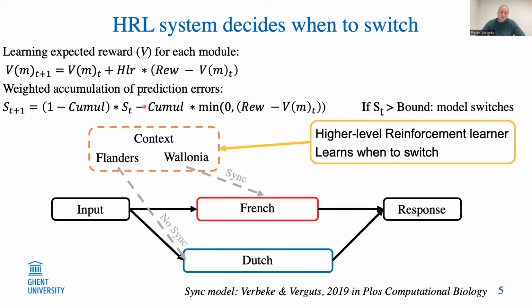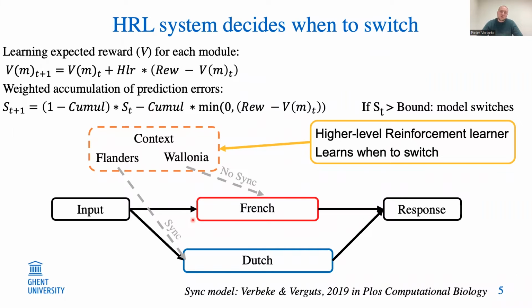Based on this expectation of reward, or the expectation of doing the task correctly, the agent will accumulate evidence to switch to another module or stay with the current module. The idea is, of course, that if the agent is receiving considerably less reward than expected, so a negative prediction error, then the evidence to switch will increase. When it hits the bounds, the model will switch, and instead of synchronizing the French, it will synchronize the Dutch one. So very straightforward, I guess.